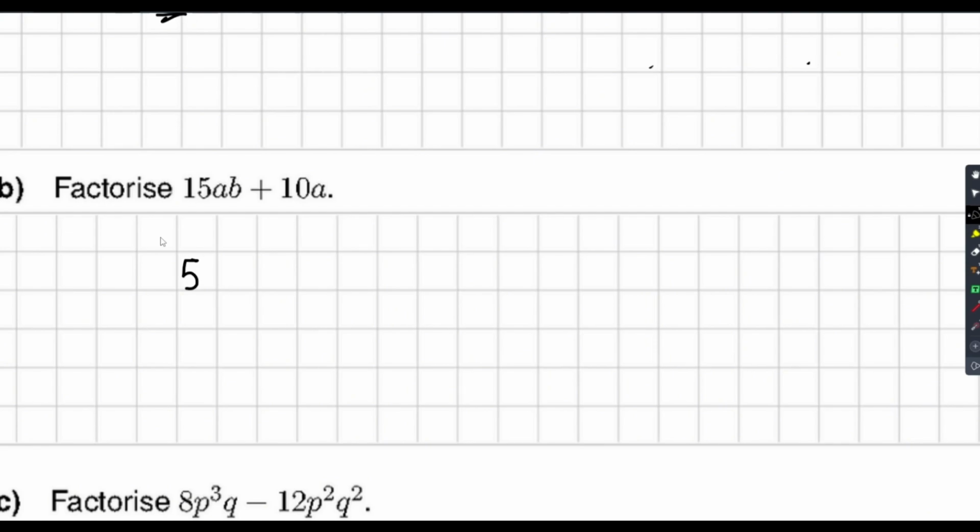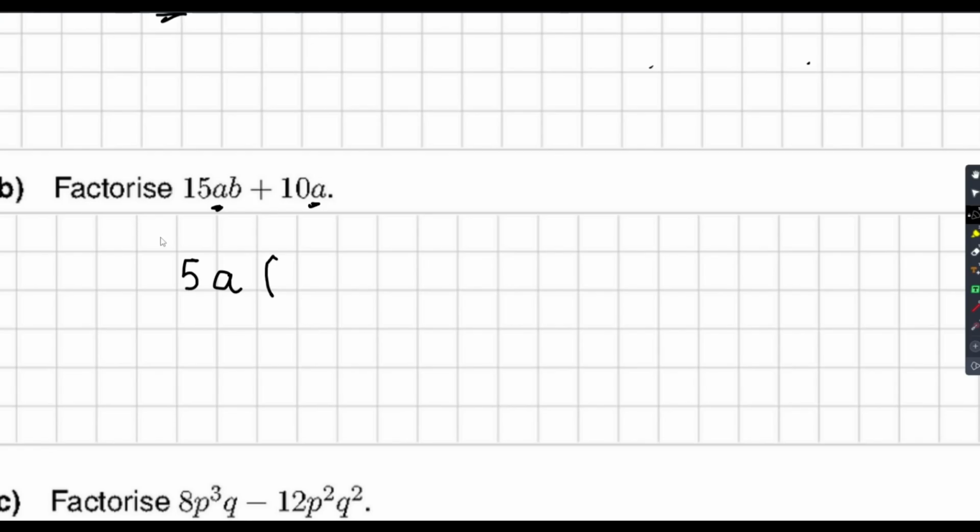Now what we do is we look at the letters. So do these two terms have any letter in common? And they do. This one has an A, this one has an A. So what do we do? We take out the lowest power, but they're both just A, so we take out A. Now, what about this B here? Well, this term has a B, but this term doesn't have a B. So because they don't have it in common, we can't take it out. So 5A is the highest common factor.